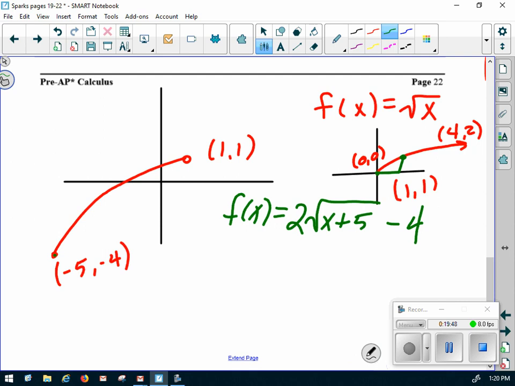Would you like for me to post the answer keys, the grading rubrics for these free responses since you've got a quiz coming? Okay, I'll do that.